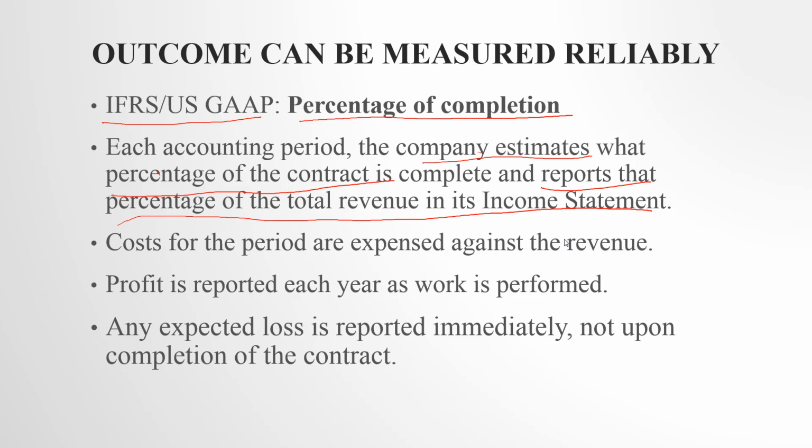The cost incurred for that period are expensed against this revenue, and then profit is reported each year. If the company expects to lose money, then that expected loss is reported immediately. The company should not wait until completion of the contract. Let's look at an example to see how this method works.